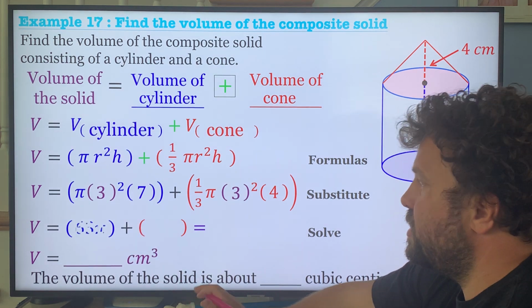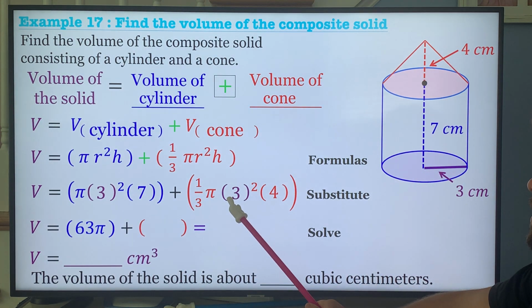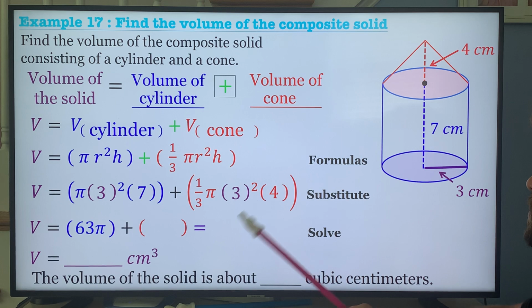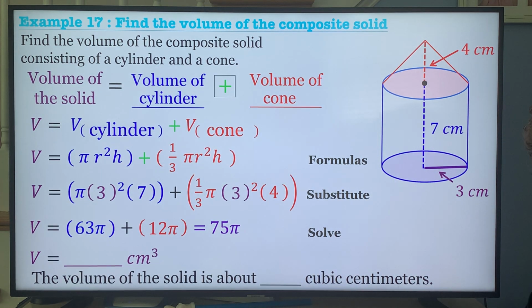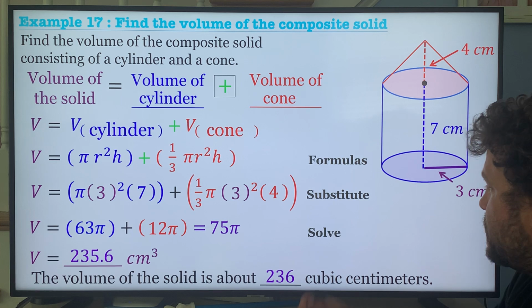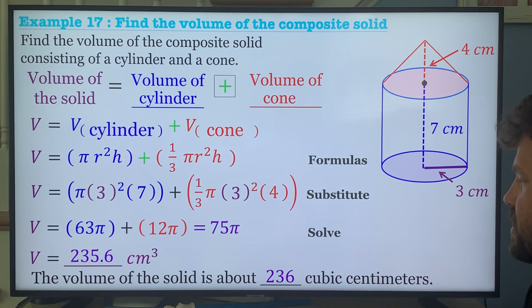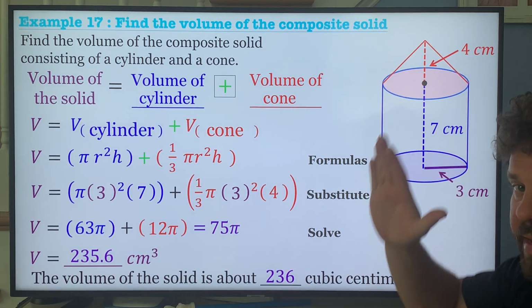Type this into a calculator, you get 63 pi. Type this, 1/3 of 9 is 3 times 4 is 12 pi. You add them together, you get 75 pi. 75 times your pi button is 235.6 cubic centimeters, which is about 236 cubic centimeters. All right, what do you guys try? 18 and 19, go.